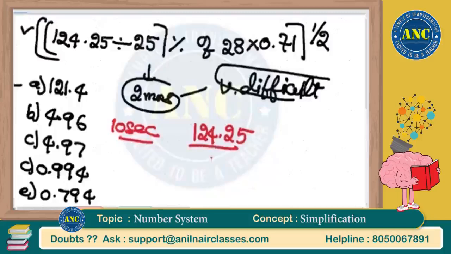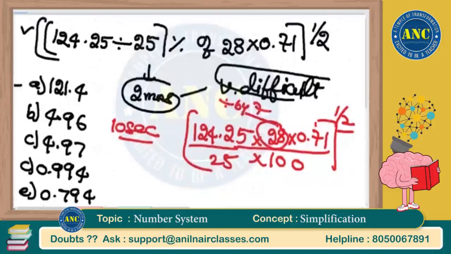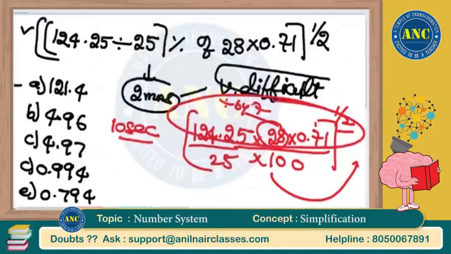124.25 divided by 25 percentage is 28 into (0.71 by 100) whole power 2. Are you all with me? 28 is divisible by 7. Answer, this is divisible by 7. Are you all with me? This is divisible by 7.